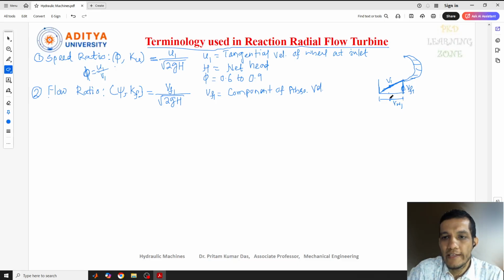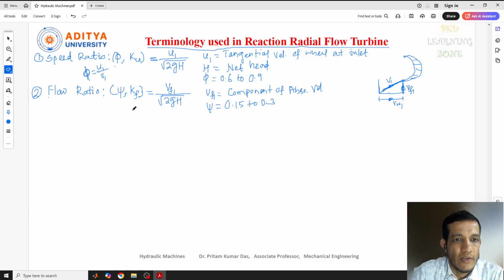This one we have already discussed previously, I'm just giving a hint on this. So this is actually flow velocity. That's why I've written the component of absolute velocity can also be written. And the value of psi is varying between 0.15 to 0.3. Okay, so this is another terminology. And here again, the same H is there, that is now net head or head of the turbine can be written.